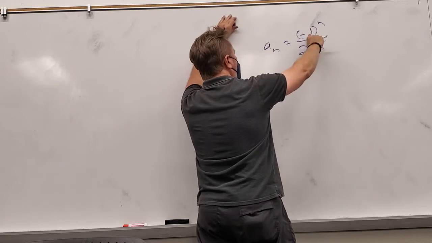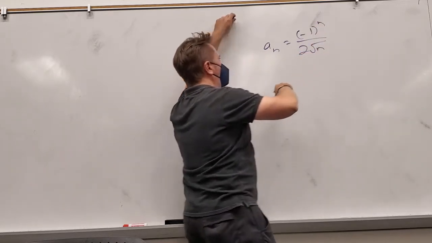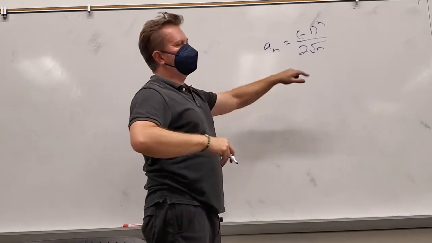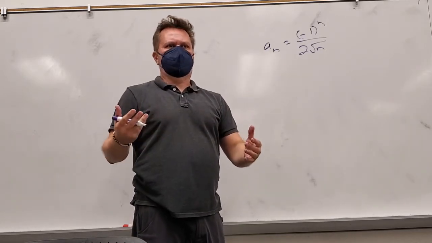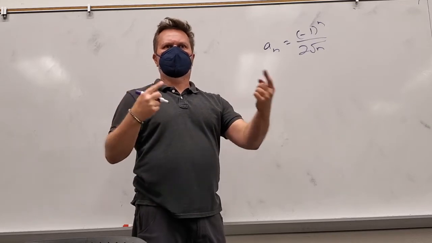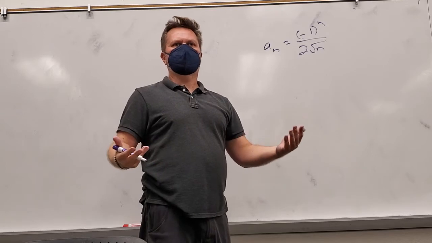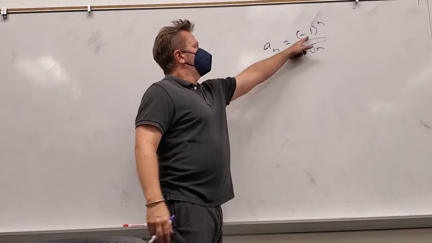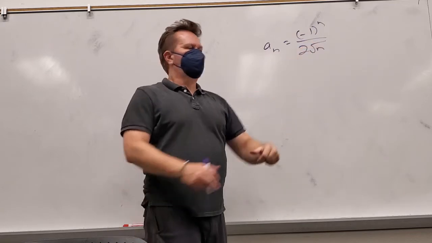This alternating part doesn't matter. As n gets big, what's the most the top can do? It changes signs. It goes 1 to negative 1, 1 to negative 1. What's the bottom doing? Infinity. Growing. So the alternating, oscillating part of this doesn't really matter if the bottom is growing.